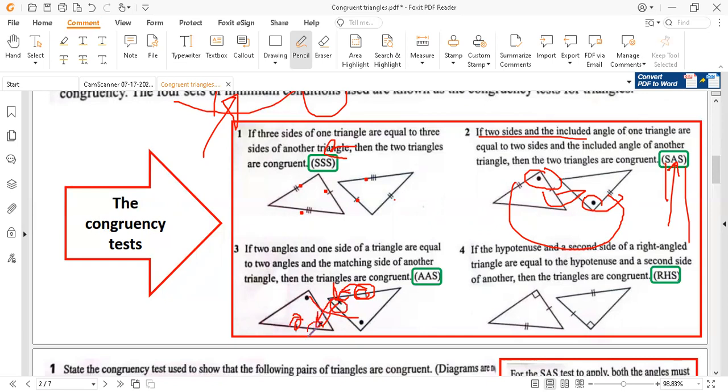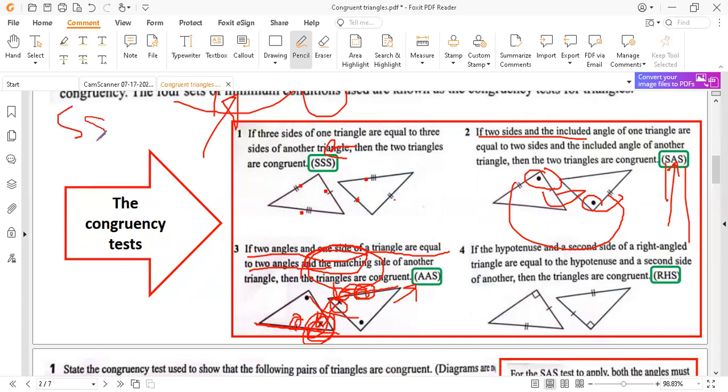So this angle is our interest, and we find the side adjacent to it. We should guarantee that this one is equal to this one. So if two angles and one side of a triangle are equal to two angles and the matching side of another triangle, we stress on the fact that we should find the matching side, then the triangles are congruent. So yes, good.